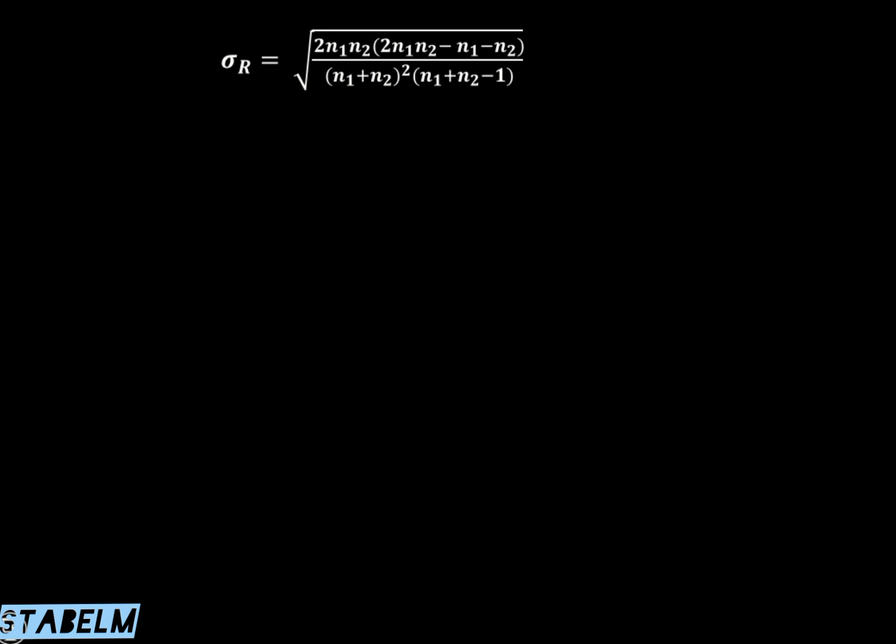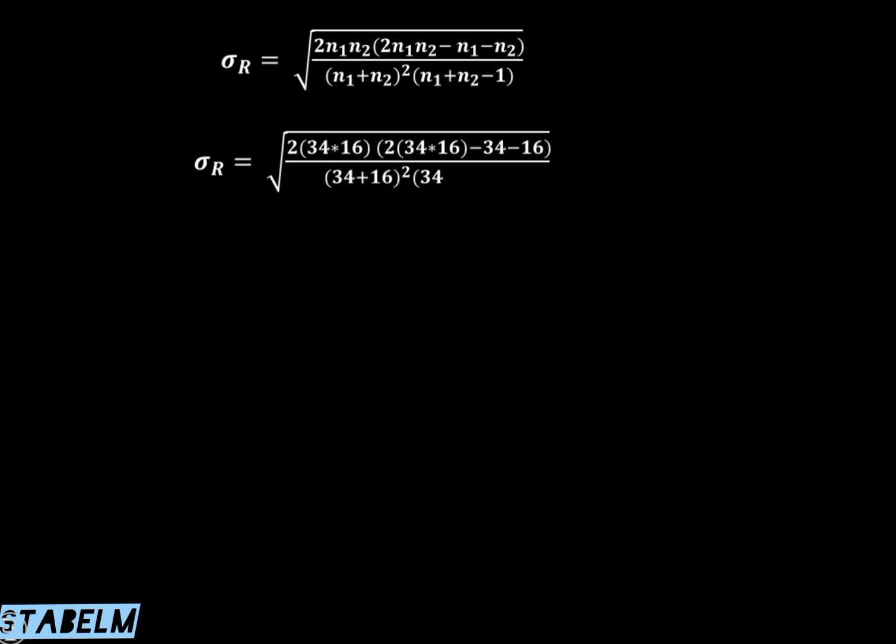If we substitute n1 and n2 into this formula, we are going to have 2 times 34 multiplied by 16, times (2 times 34 multiplied by 16 minus 34 minus 16), divided by (34 plus 16) raised to the power 2, times (34 plus 16 minus 1). This sign here means multiplication. This is 34 multiplied by 16, and this is 34 multiplied by 16. We just substitute the values into this formula and we come up with this.